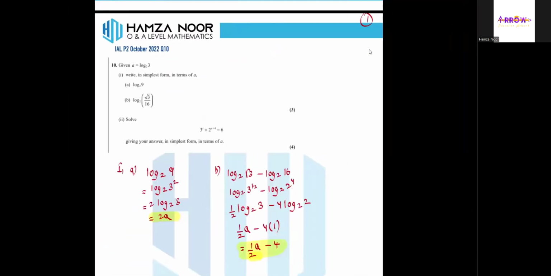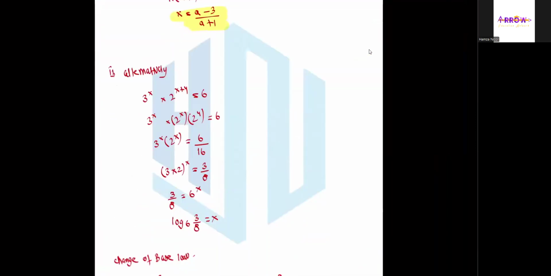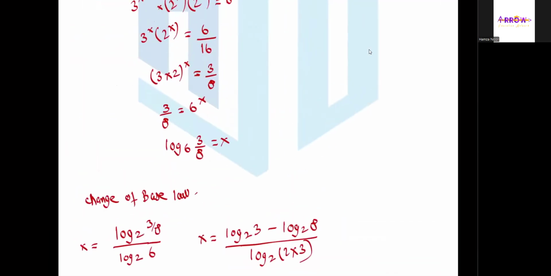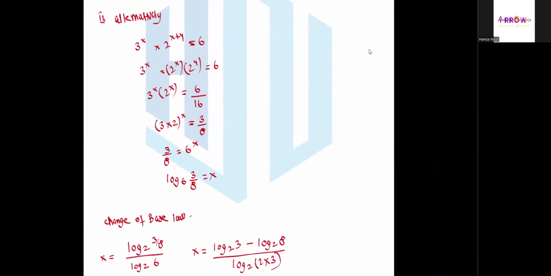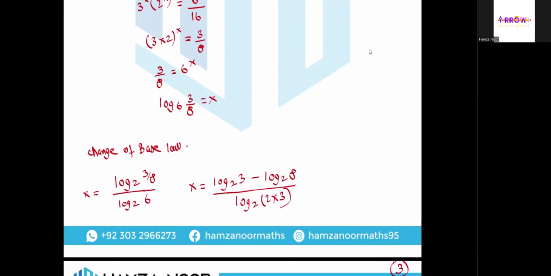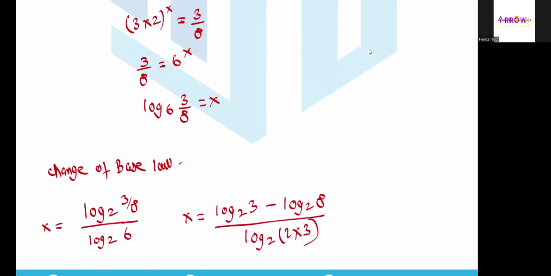So for that purpose, we will use the change of base law over here. So far, what we have achieved is that x is equal to log with base 6 argument 3 over 8. So here we are going to use the change of base law, and I'm going to give a brief illustration about the change of base law over here.